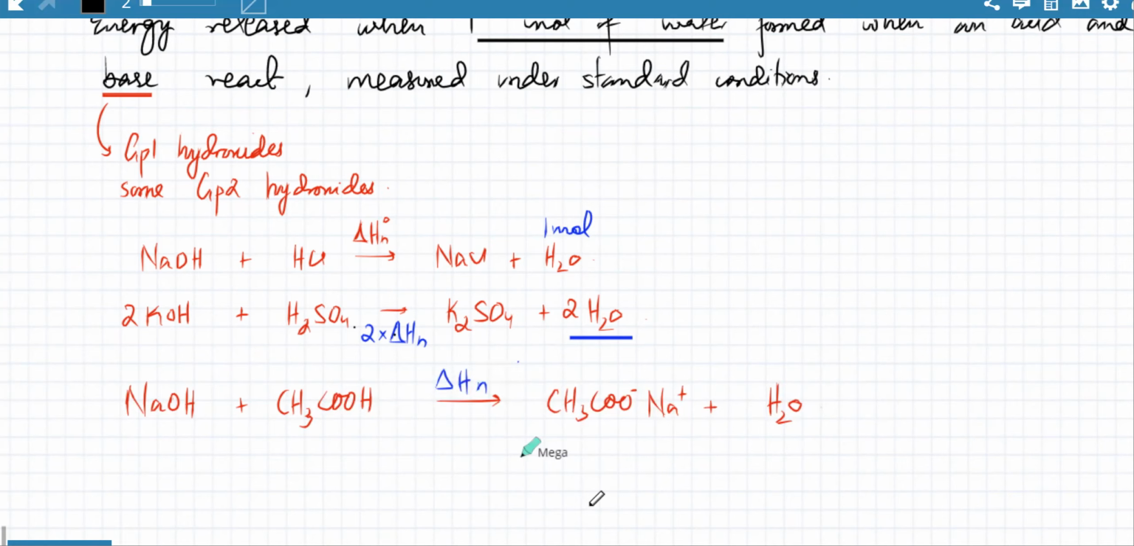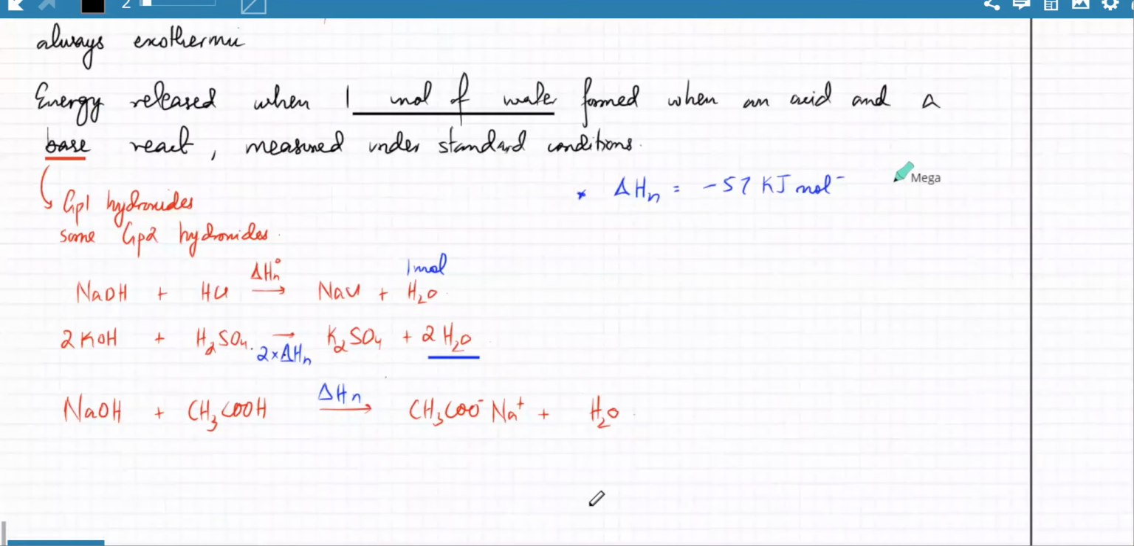Now, the thing with standard enthalpy change of neutralization is that it always has the same value. Enthalpy change of neutralization, delta Hn, is equal to approximately minus 57 kilojoules per mole. You should remember this value, especially for strong acids and strong bases. So the value is always fixed.